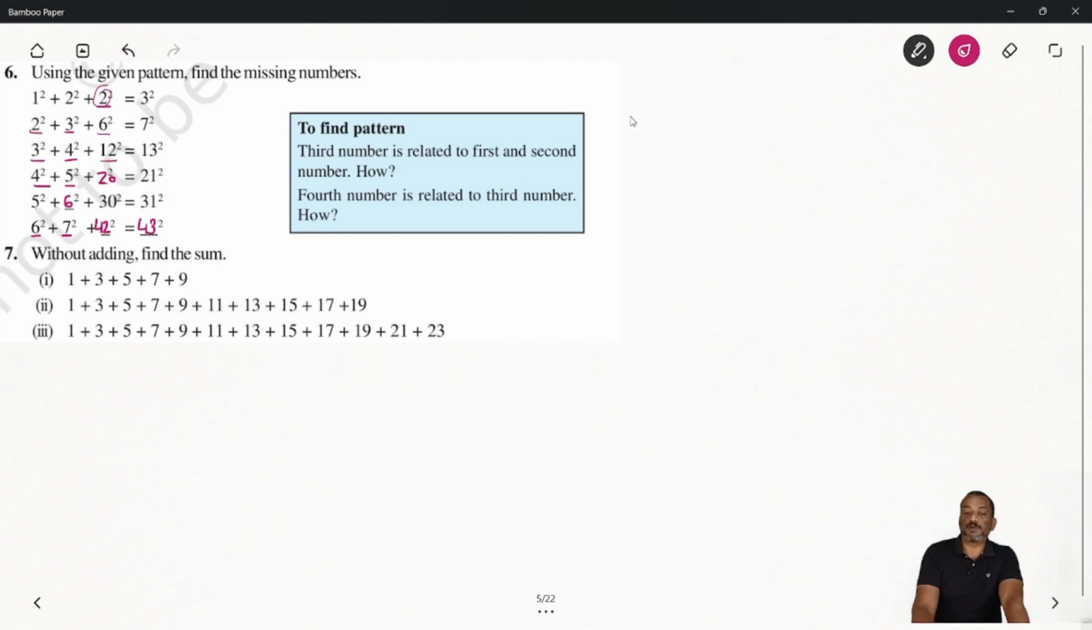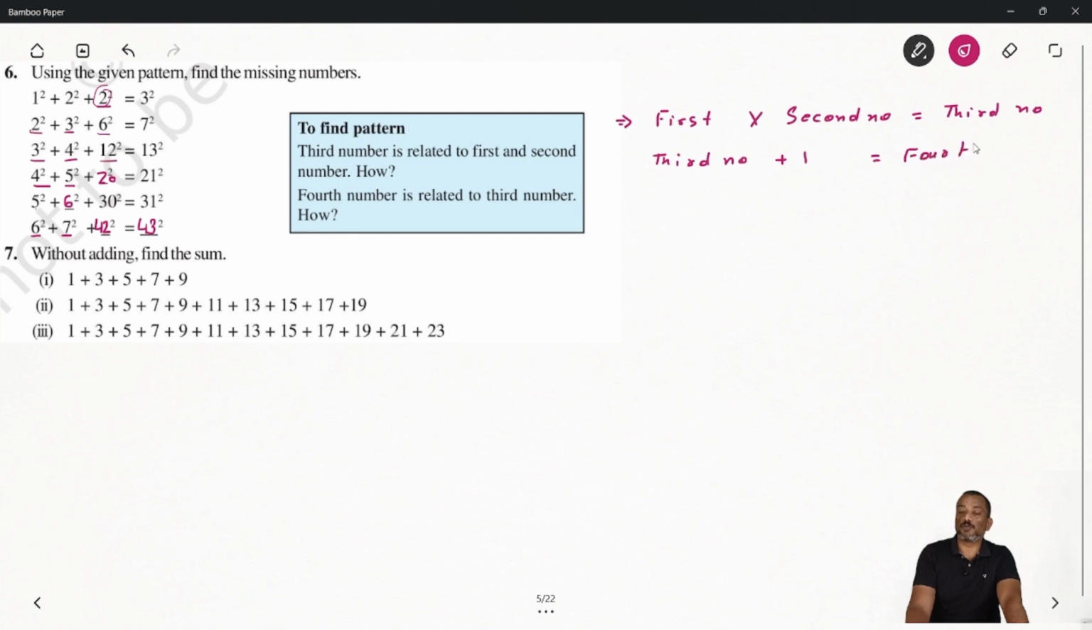Hope you're getting it. So simple: the first number multiplied with the second number, you will get the third number. And the fourth number basically depends upon the third number. So third number plus 1, you will get the fourth number. Hope you understand this pattern. So that is the way we have to solve this one.